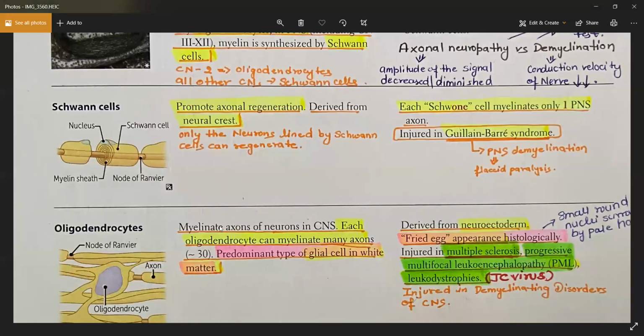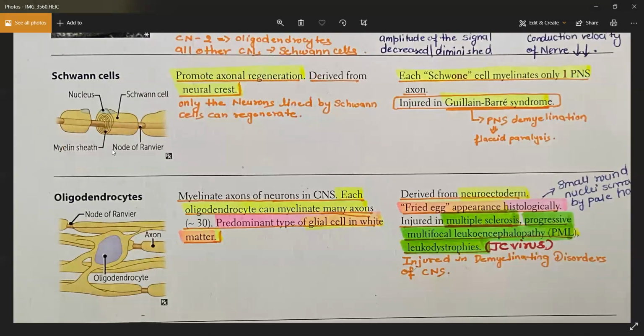Then you have the oligodendrocyte cells and the Schwann cells, which are basically forming my myelin. Schwann cells in the periphery, oligodendrocytes in the CNS. And please note that each oligodendrocyte can myelinate up to 30 neurons, but each Schwann cell can myelinate only one neuron. One Schwann cell for each neuron, but one oligodendrocyte for 30 neurons.